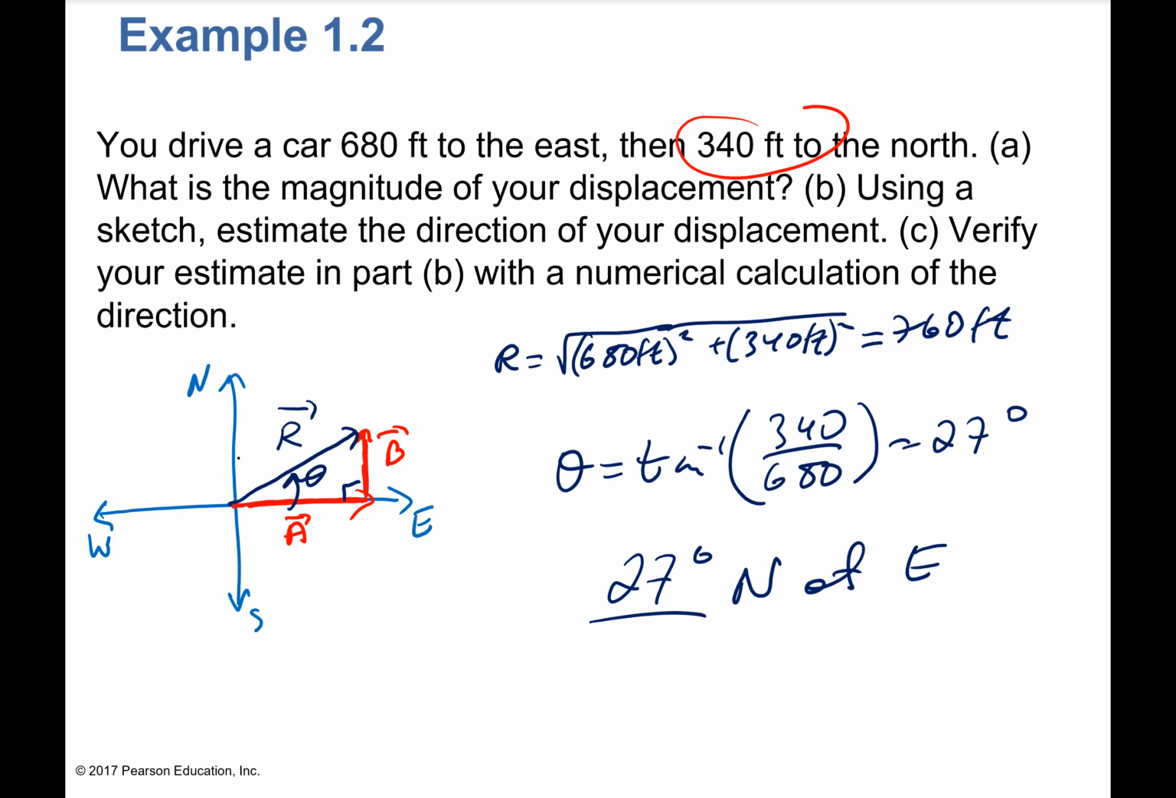Same way I could have easily represented it like this. If I do 90 minus 27, which is 63, then I could have said it's 63 degrees, but in this case, I go from north toward east, so it becomes east of north. Those are exactly the same direction for that vector R. Both of them would have been accurate.